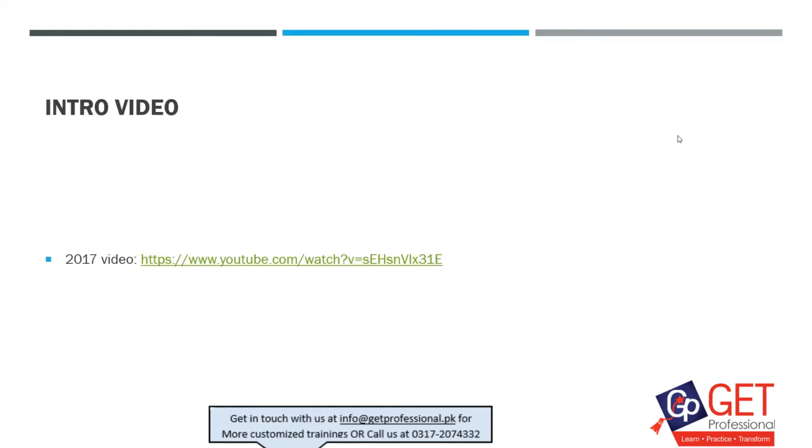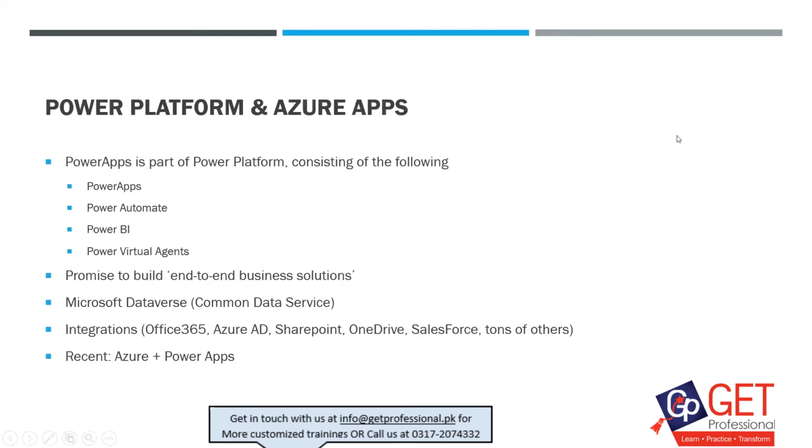All right. So let's move on to Power Platform and Azure Apps. Okay. So Power Apps is essentially part of a bigger platform called Power Platform. And when we started working on it, it consisted of three things: Power Apps, Power Automate, and Power BI. Now the Power Virtual Agents are added, which are chatbots.